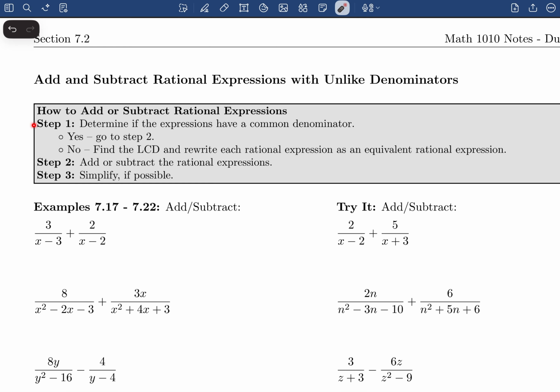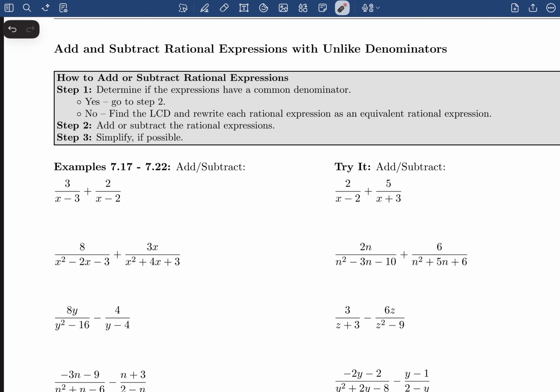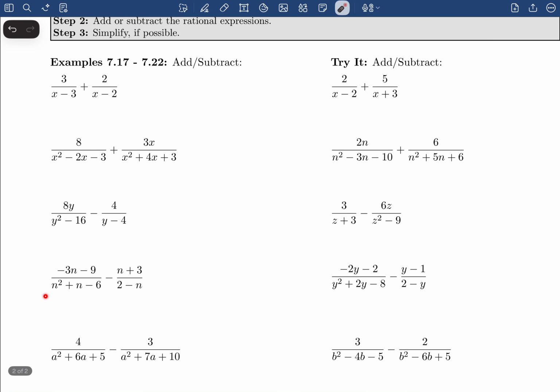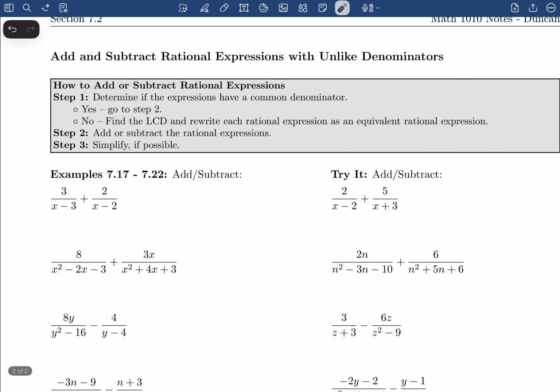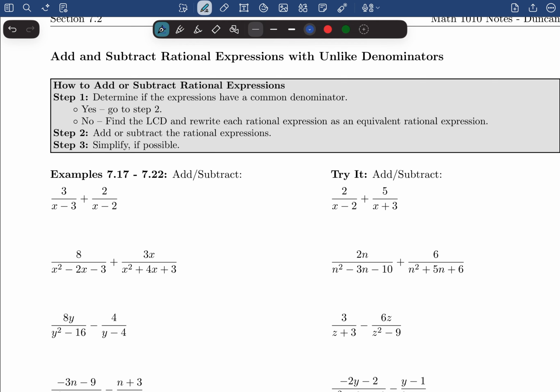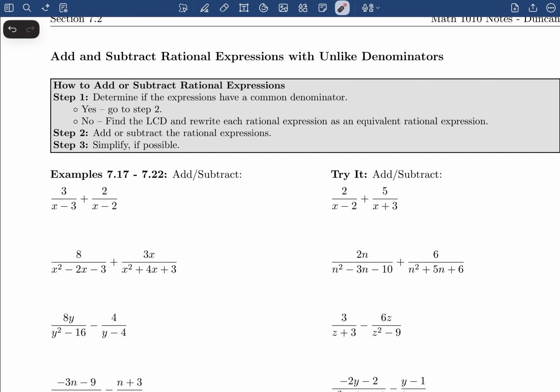All right, so this is the step process that I will be using for a variety of examples because we need practice. I'm going to practice this skill with you, so let's just jump into it. Let's say we need to add these rational expressions and they have different denominators. So we're going to find the LCD. In this case, it's very easy. The LCD is just going to be the product of the two denominators, x minus 3 and x minus 2.